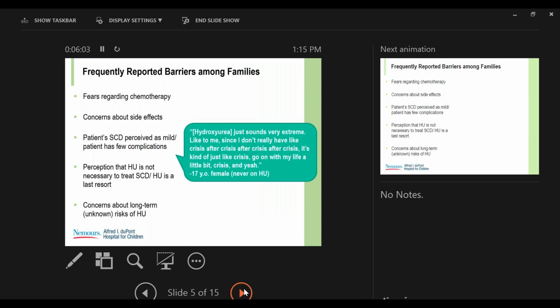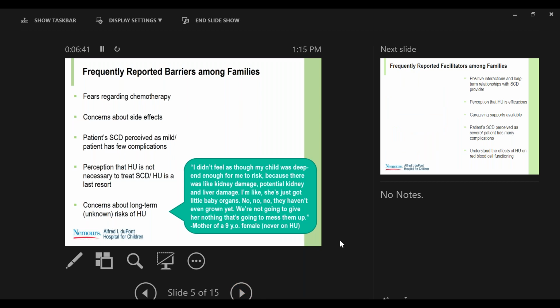Concerns about side effects above and beyond those associated with chemotherapy were also frequently discussed. The patient and family's own perception of how severe their child's disease is was a very salient factor. For example, this female talks about how she does have pain crises, but she doesn't feel like she has enough to warrant treatment with hydroxyurea. So there's a sense that hydroxyurea is really a last resort, or not a necessary treatment, but one you resort to if you're having many complications rather than preventive treatment.